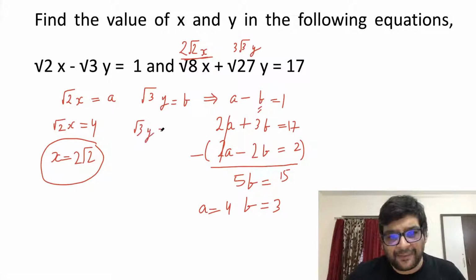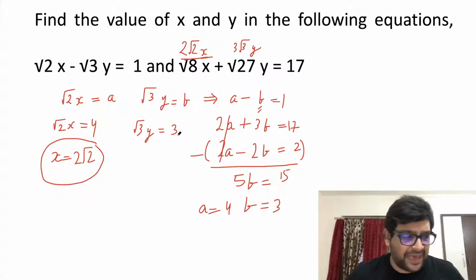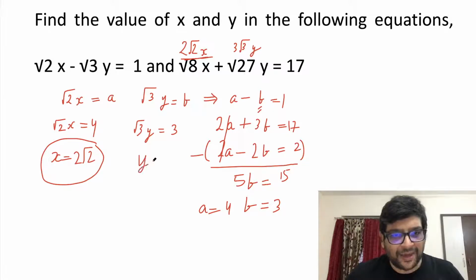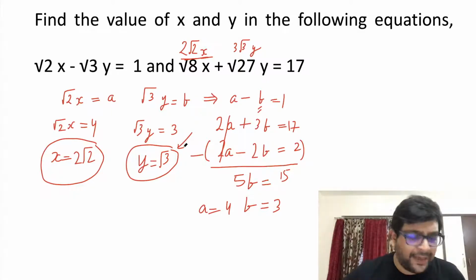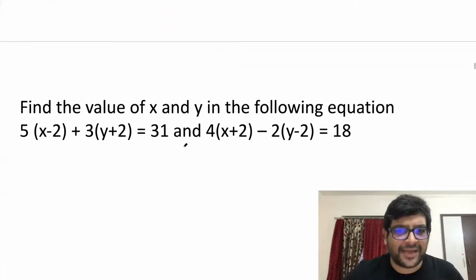Similarly, root 3y comes out as 3, b has come out as 3. So y comes out as root 3, and that will be the value here. Hope you guys are okay with this one. We will now move on to the next question.